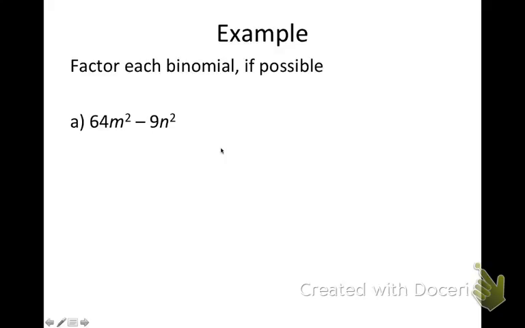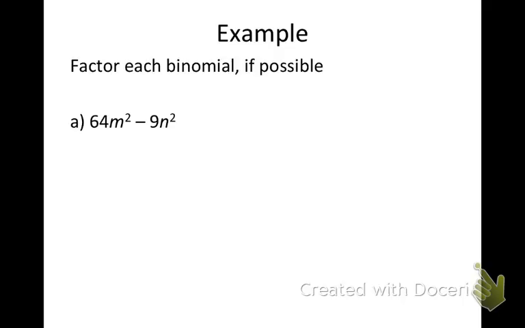All right. So here we've got some binomials. So 64m squared minus 9n squared. So now I've got a binomial. First thing I should ask myself, is there a GCF that I can factor out? No, there's nothing that divides both into 64 and 9, right? 3 might, but no, nothing does. So that is a difference of squares.